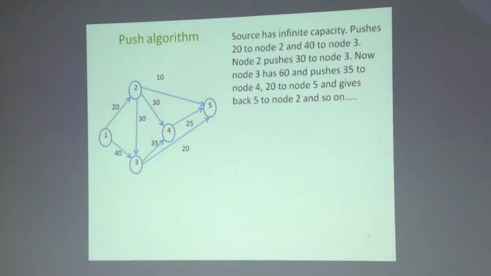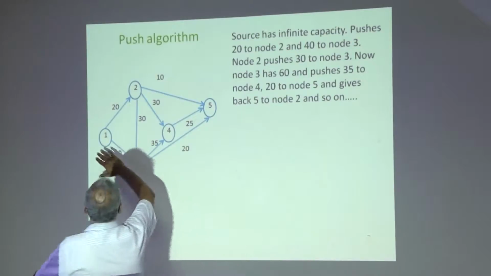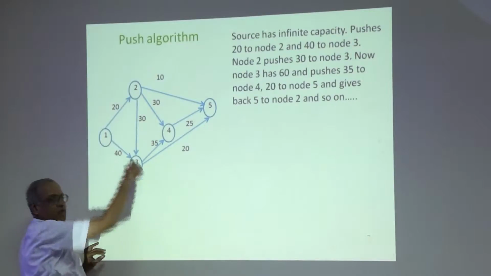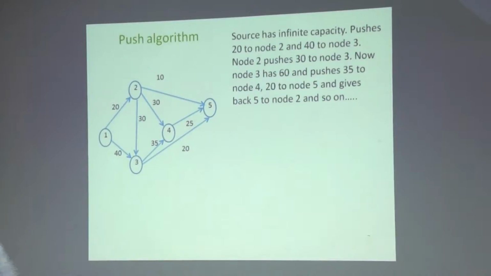So the source has infinite capacity. So what does the source do? The source is sending 20 here, and it is sending 40 here. So the source pushes 20 to node 2 and 40 to node 3. I am just doing it in a very common sense way. So what is 2 doing? 2 will try to push as much as it gets somewhere. So 2 pushes 30 to node 3.